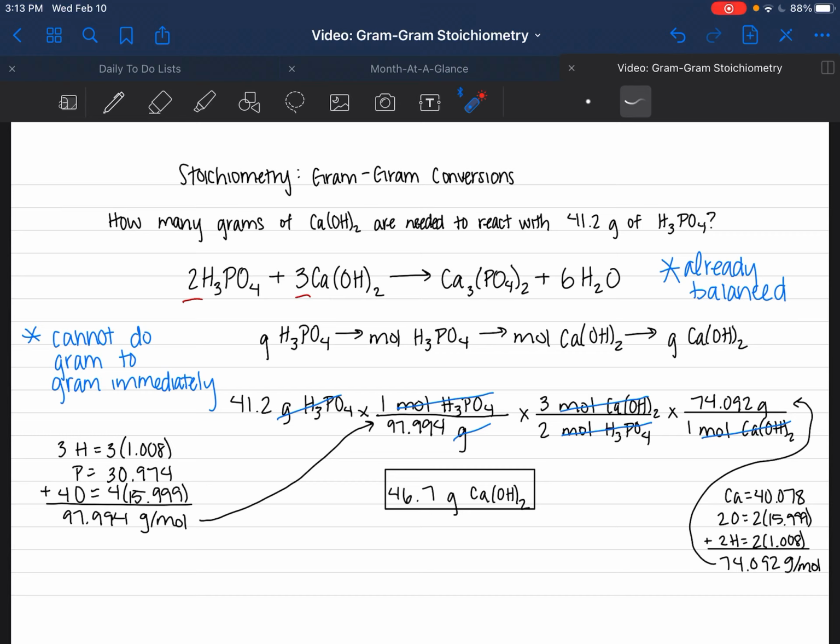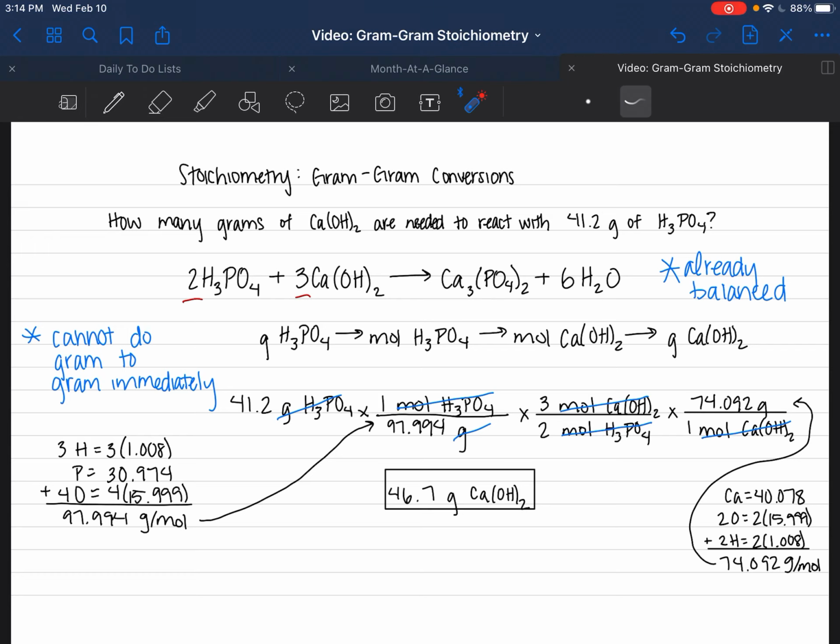So we have a question here: how many grams of Ca(OH)2, that calcium hydroxide, are needed to react with 41.2 grams of that phosphoric acid? So they've given us our balanced equation right here. Notice again, it is balanced. You always need to make sure that that equation is balanced before you begin your work. So these are the two that we're looking for. We have phosphoric acid. We're trying to figure out how many grams we need of the calcium hydroxide.